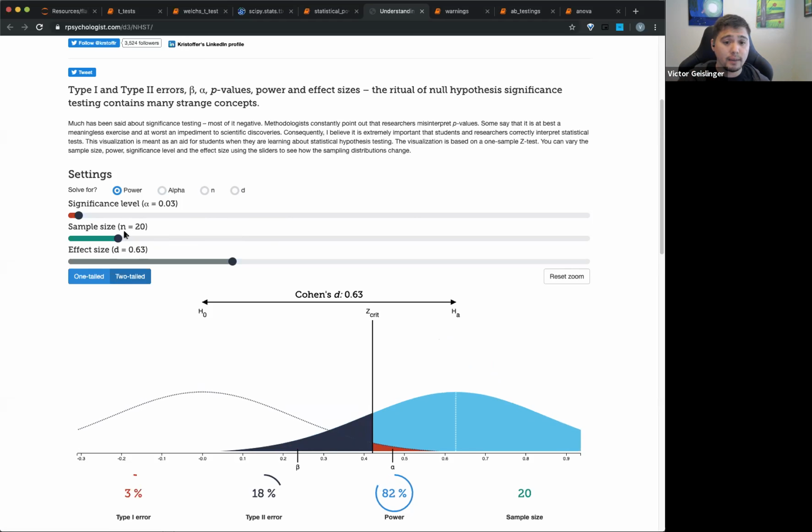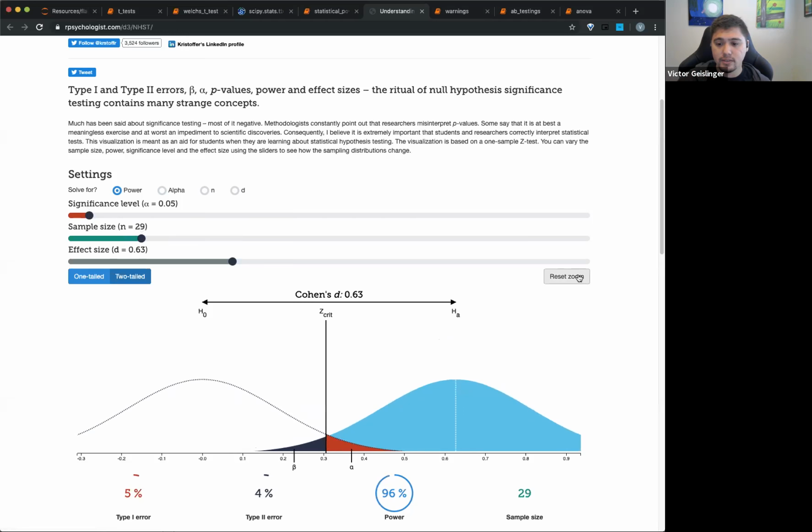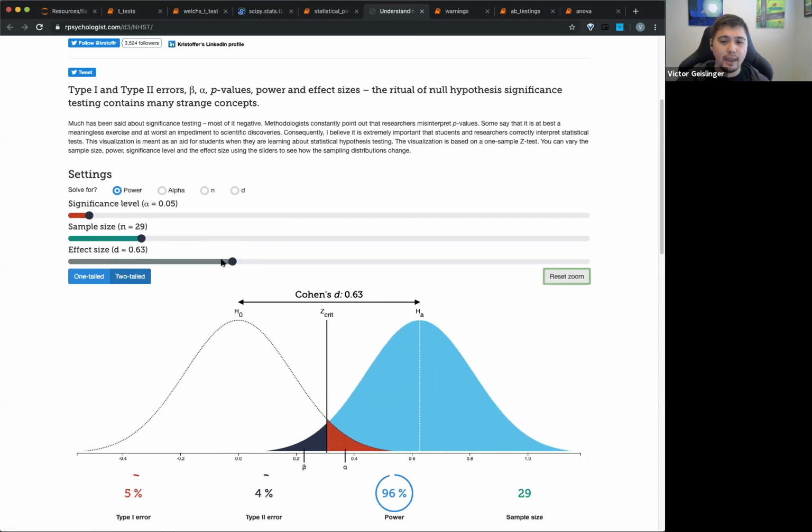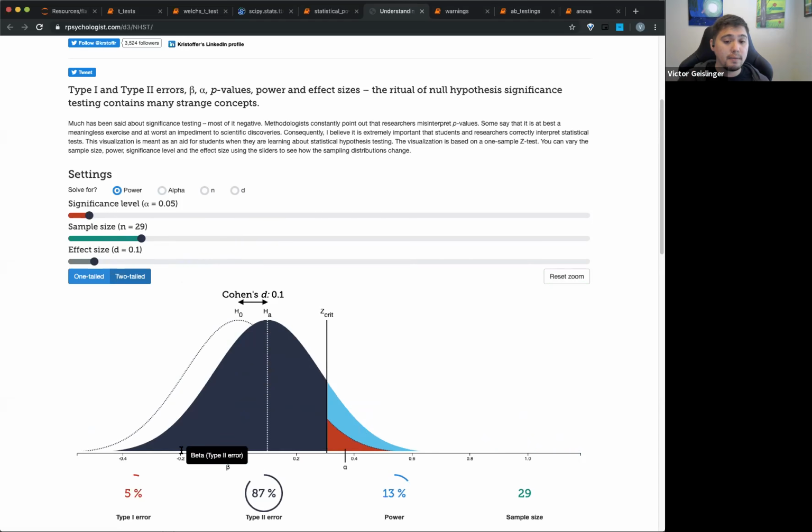Okay, cool. So then our last part here, let me just reset the zoom so it's a little bit easier for us to see. And the effect size. So the effect size is going to adjust it smaller, make it either closer together or further apart. So if I make it smaller, we're going to have more beta right here, right? We're going to have a lot more difference.